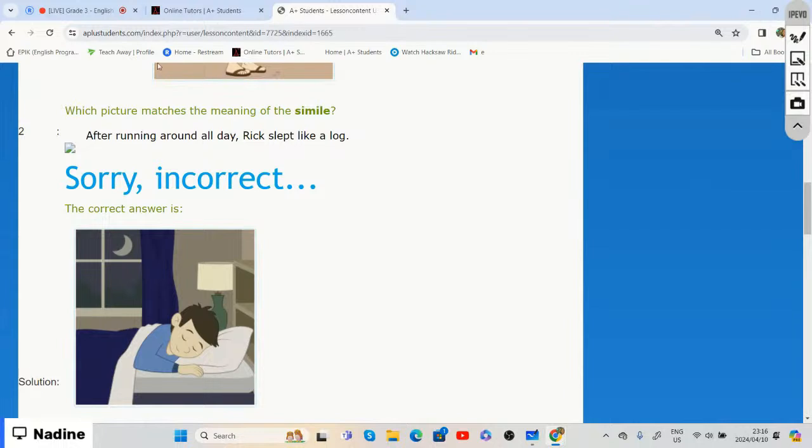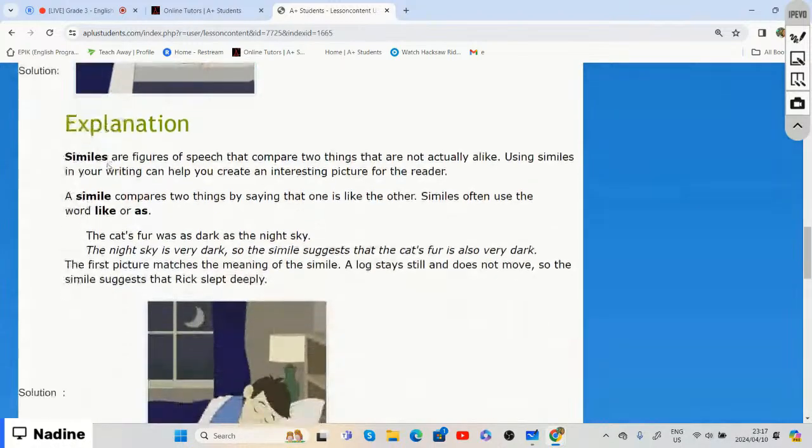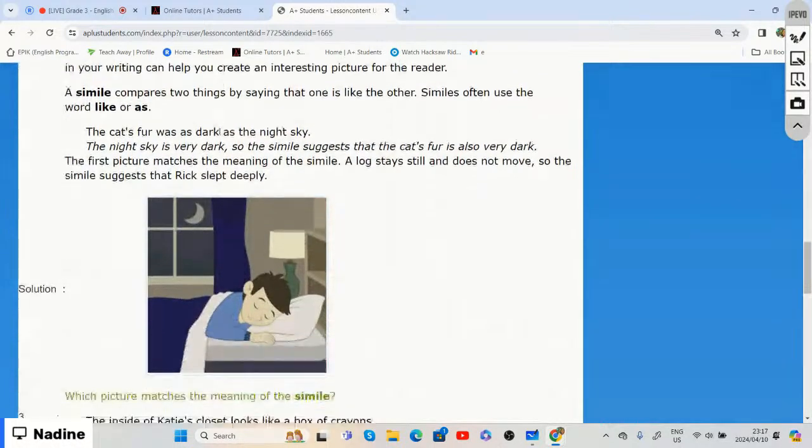That is why we are comparing. He's running around all day, so after running around all day, he is sleeping like a log. His sleeping pattern, we are comparing it to a log. So here we can say that the picture matches the meaning of the simile. A log stays still and does not move. That is why I was saying you do not move a log.